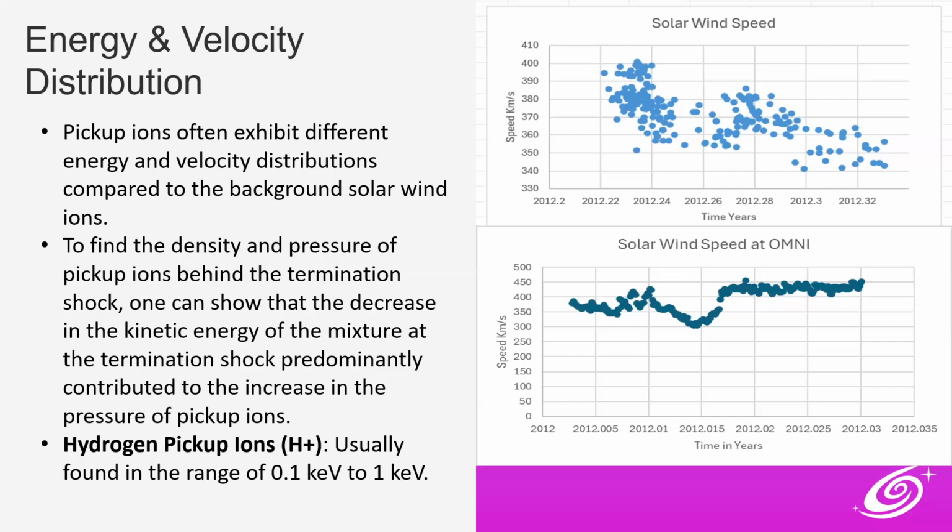And so what I did was I took the speed that the solar wind was going when it was read by Omni, and calculated the time out to where New Horizons was to take another reading of the speed of the solar wind. And as you can tell, the solar wind is actually decreasing. And these hydrogen pickup ions usually are found in a range of charge from 0.1 kilo electron volt to 1 kilo electron volt. And we'll see here on the next slide.